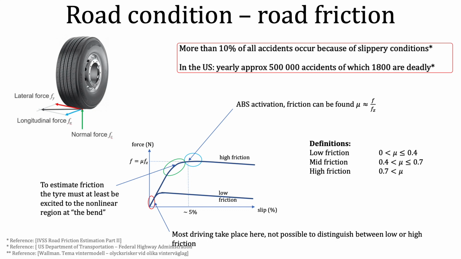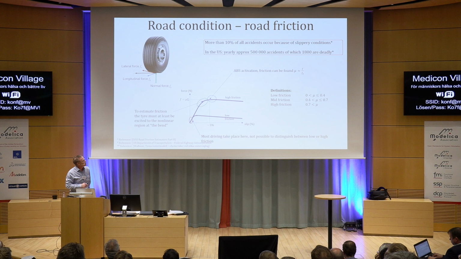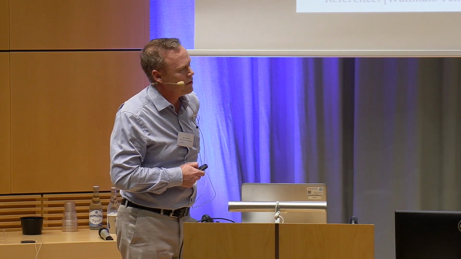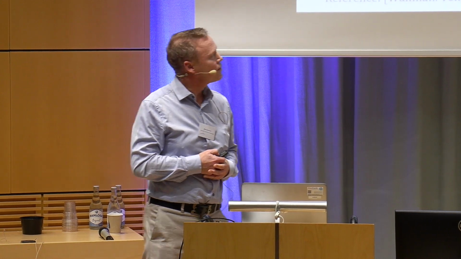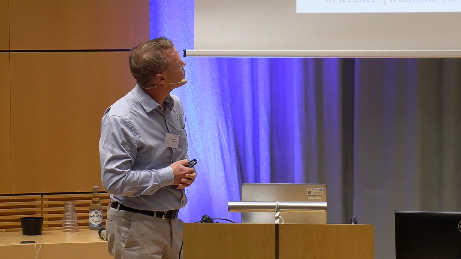In order to estimate friction, you typically need to come up to the nonlinear part of the tire characteristics. The problem, however, is that all normal driving is done here in the linear part, and there are the same characteristics independent of friction. So as long as vehicles are driven here, it's not possible to estimate friction as long as the tire is used as a sensor. And that is a particular problem for self-driving vehicles, because they are planned to move without large accelerations and so on.